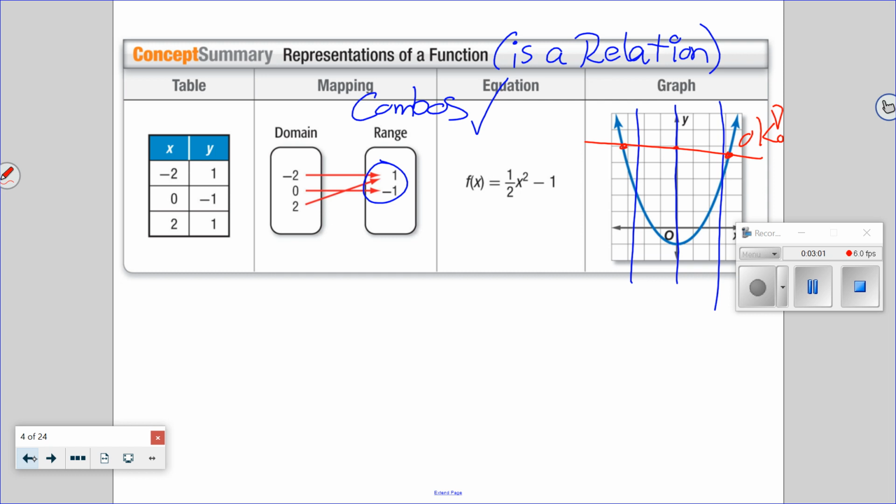Combinations are allowed, like I was saying. Two points on a horizontal line is allowed. These are all functions. You can represent a function in a table, a mapping, an equation, or a graph. Similar to a relation, every function is a relation, but every relation is not necessarily a function.